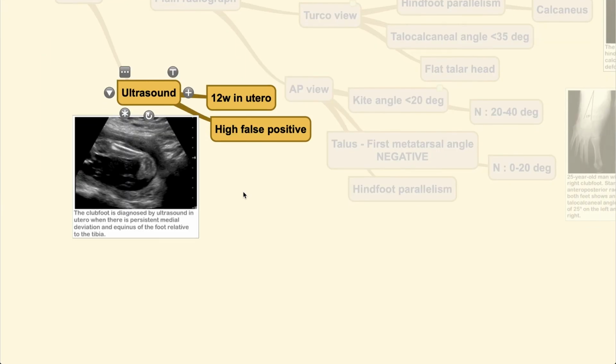Ultrasound is usually available if being taken early in pregnancy. At 12 weeks in utero, we could already see the position of the foot in utero, but you need to know that there is a high false positive rate because a lot of these conditions seen are actually normal variants, and children are frequently born in a normal foot position.